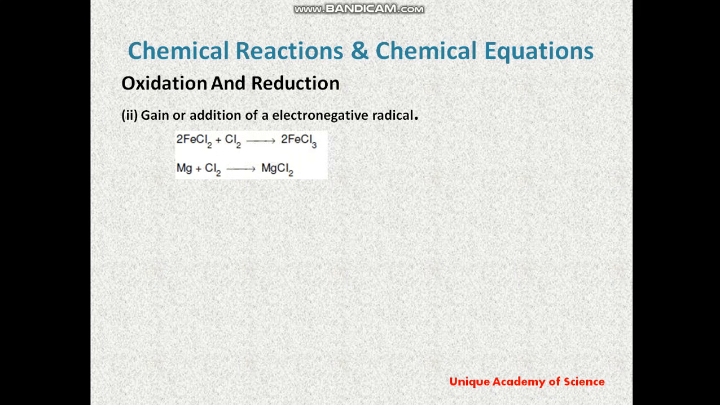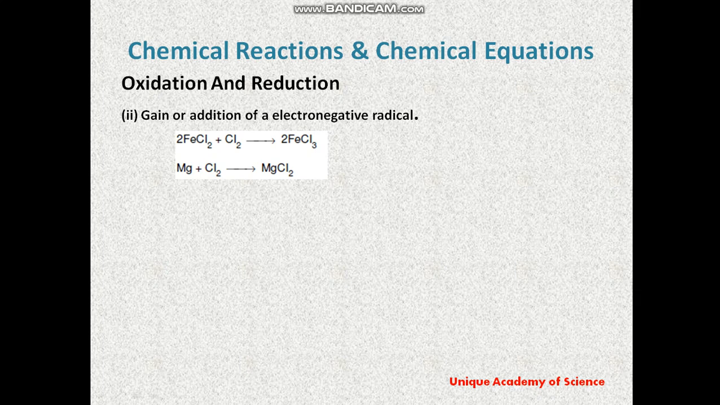Now another, a gain or addition of the electronegative. For example, FeCl2 reacts with another Cl, so it becomes FeCl3. Here you can see that FeCl2 adds another negatively charged ion, so it becomes FeCl3. So this is another example of oxidation. So in this reaction, what is oxidation? Oxidation is where we add oxygen or remove hydrogen, or we take on negative charge, so it is known as oxidation.